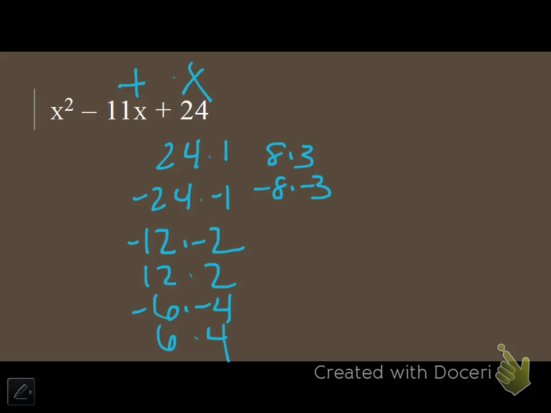So do any of these add to get me negative 11? Negative 8 plus negative 3 gives me negative 11, so I got x minus 8, and then x minus 3. And then again, I would want you guys to check it, to FOIL it back out to make sure that you got the right answer.